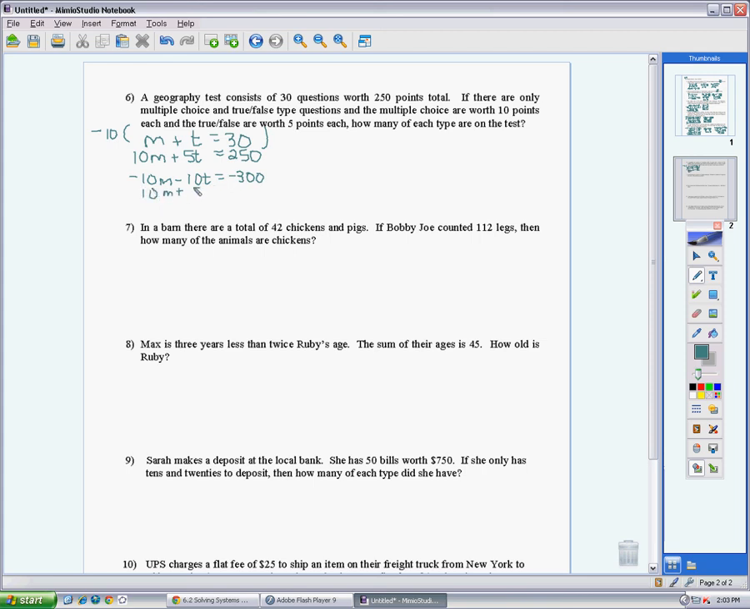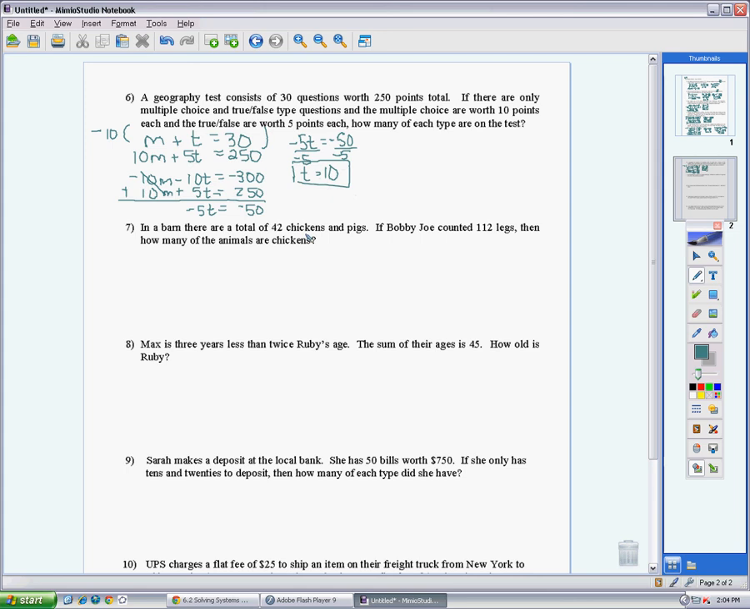10M plus 5T equals 250. And then I'm going to add those together, and that's going to eliminate my multiple choice. So I get -5T equals -50, and -5T equal to -50 is going to be T is equal to 10. So there are 10 true and false questions on the test.